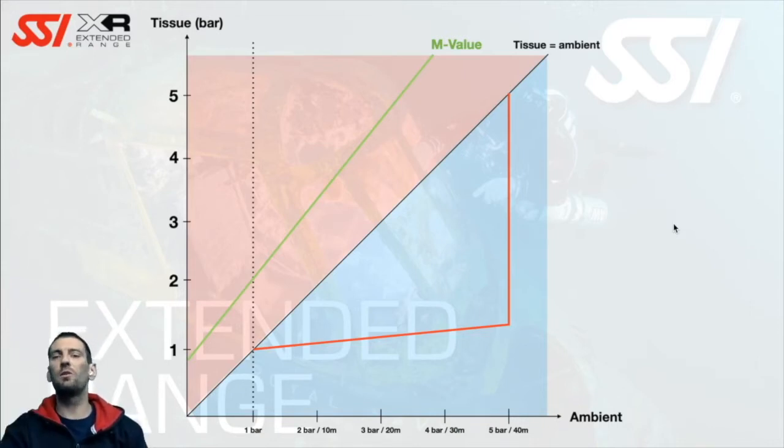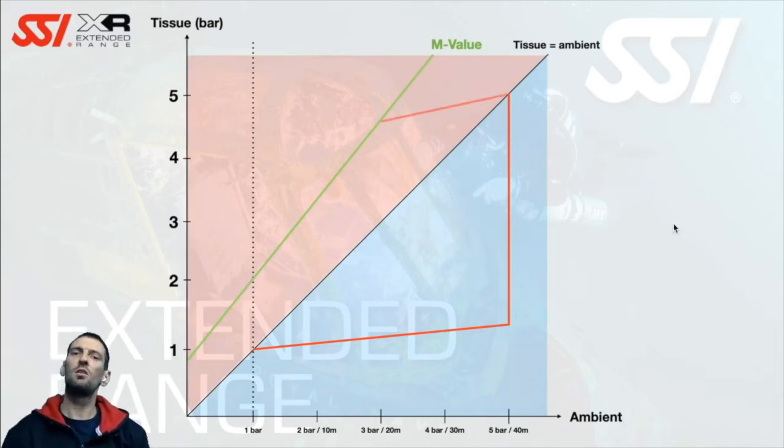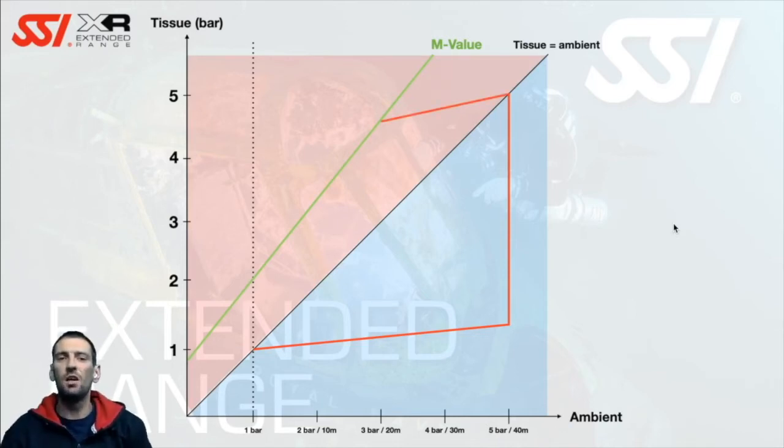We spent whatever time was needed at 40 meters to get fully saturated. So the pressure in our tissue is 5 bar, and ambient pressure is again 5 bar. Remember, we are simplifying those numbers to make the calculations easier. Now we ascend. Before, we were ascending all the way up, until we got 1 bar of ambient pressure, but unfortunately that is impossible in real diving, because at some point we reach the maximum supersaturation limit.